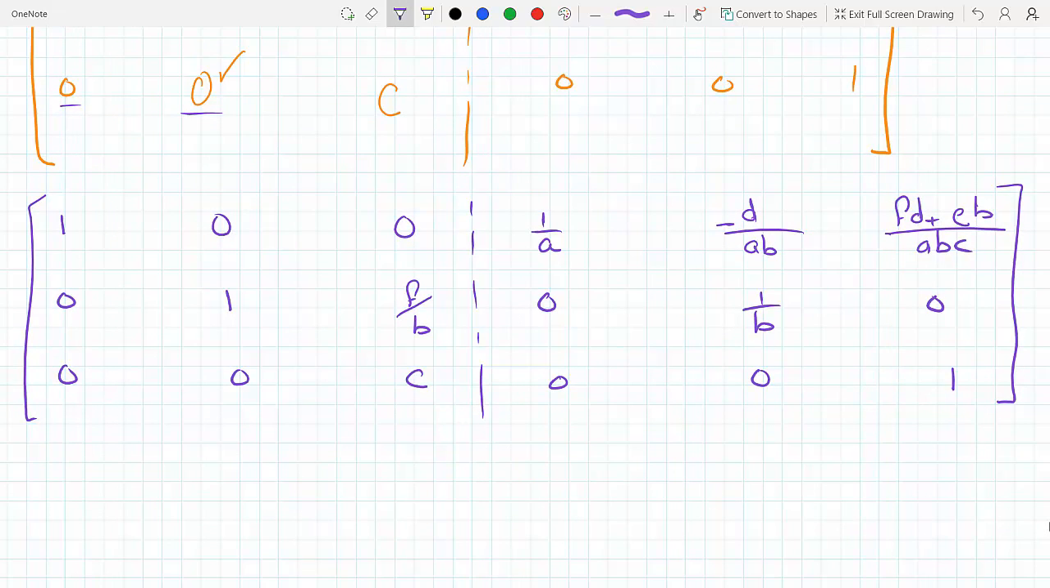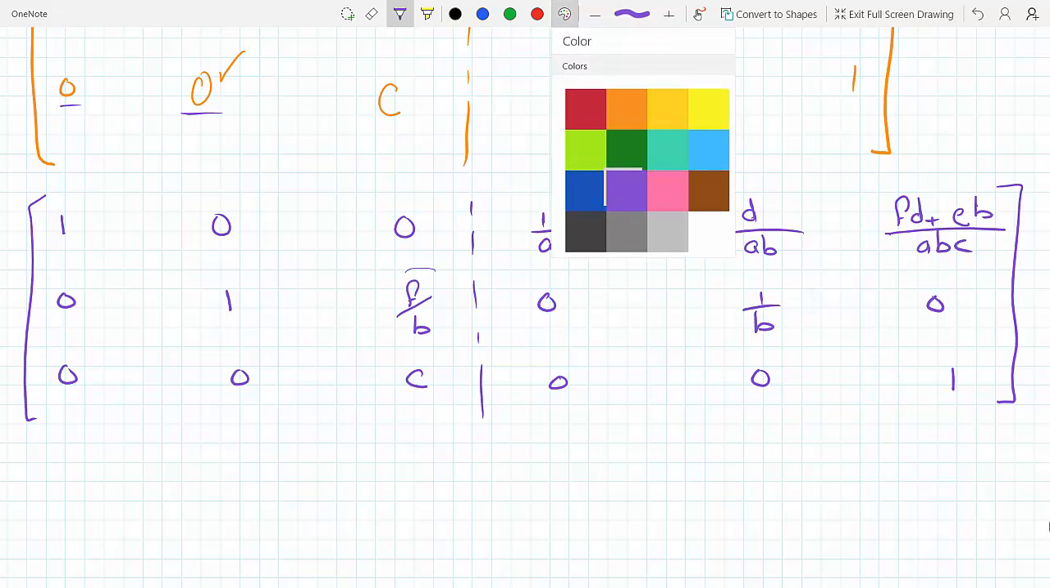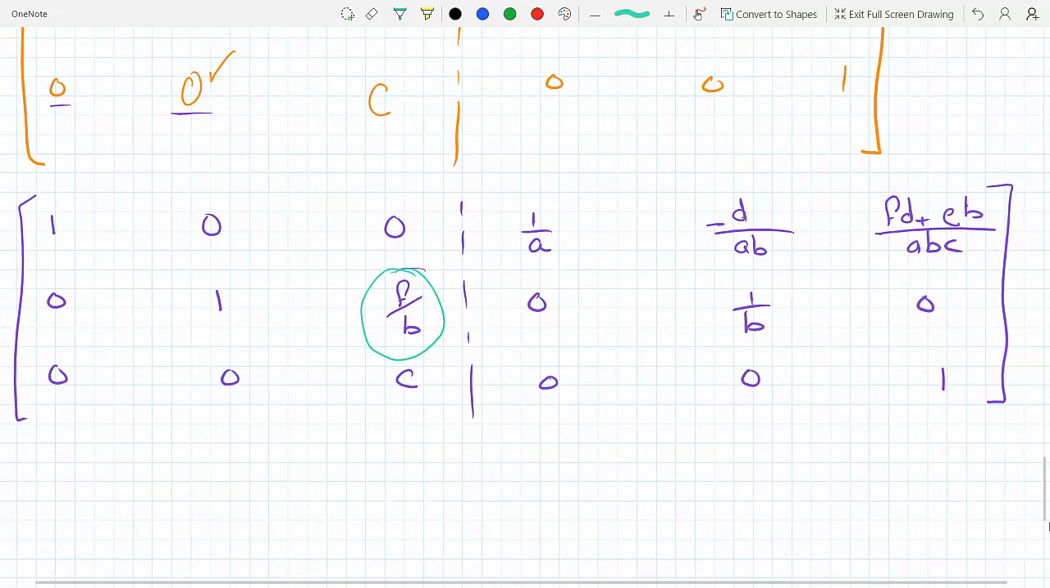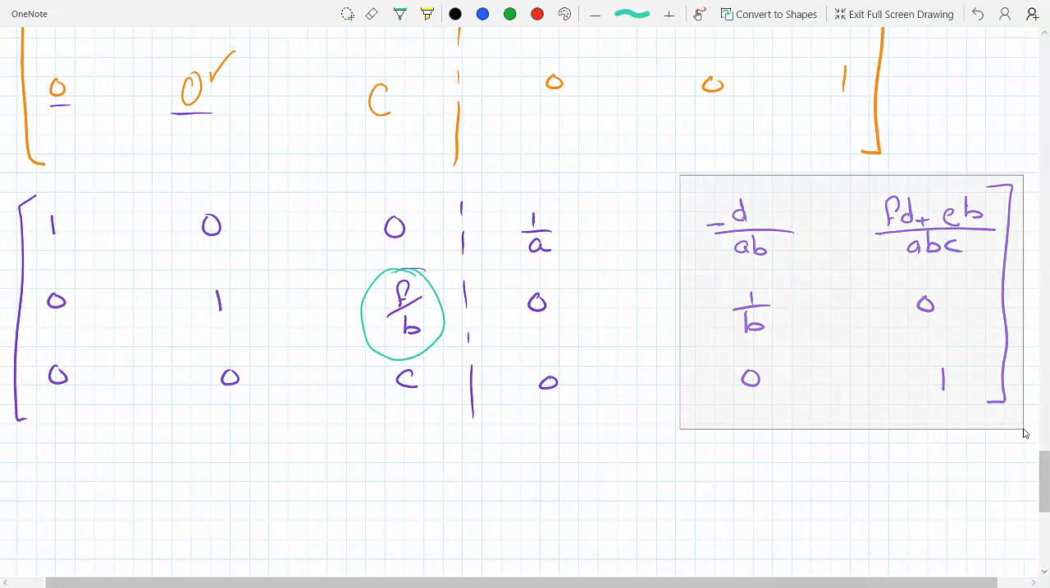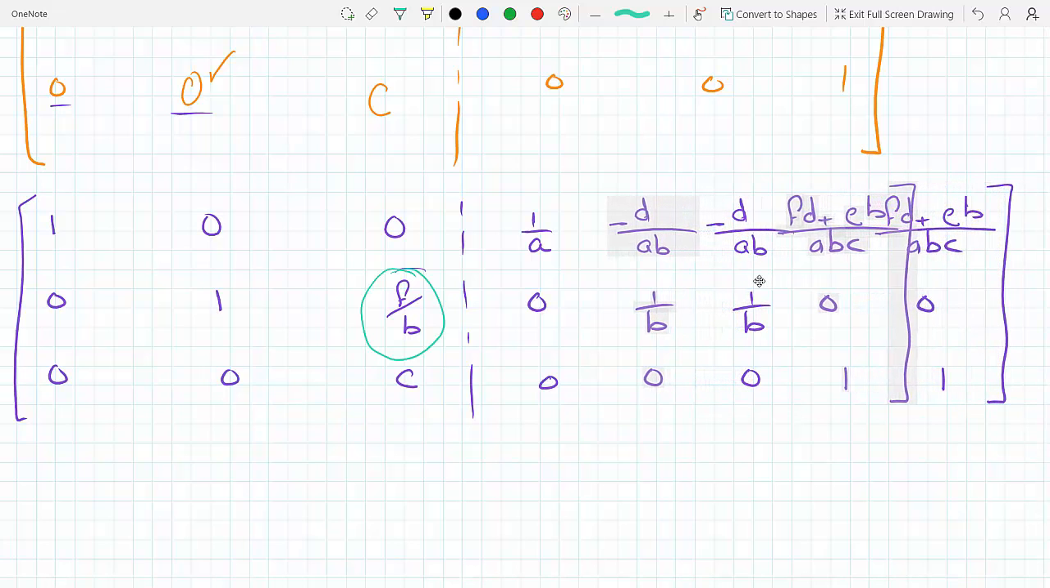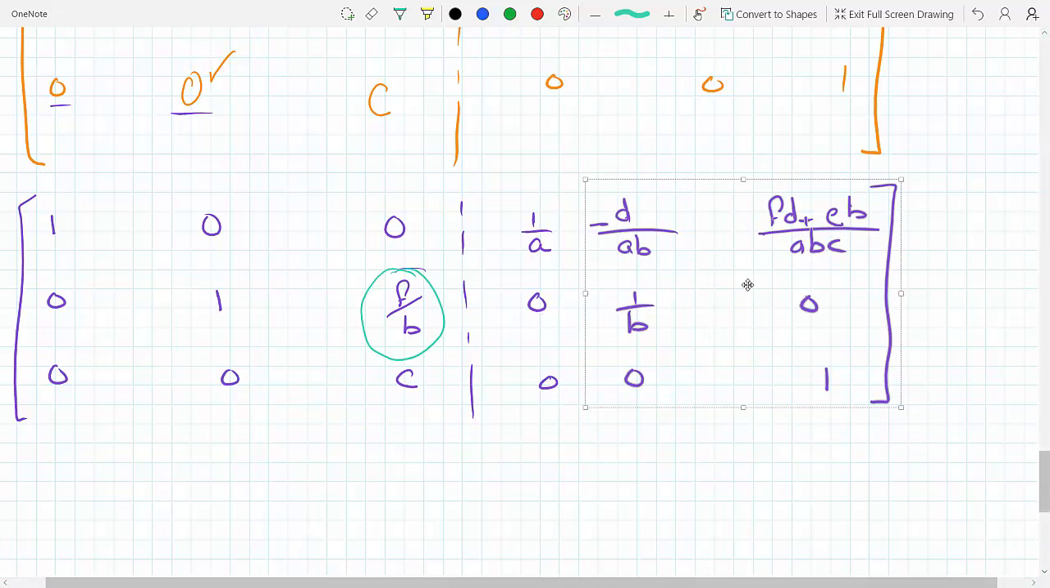So 0. Now this guy needs to be a 0 right here. Now, let's change the color. This guy needs to be a 0, so I have to operate on the third row. So if I multiply the third row by f over, I ran into the same problem again. Let me bring those a bit closer so I can have room for this.